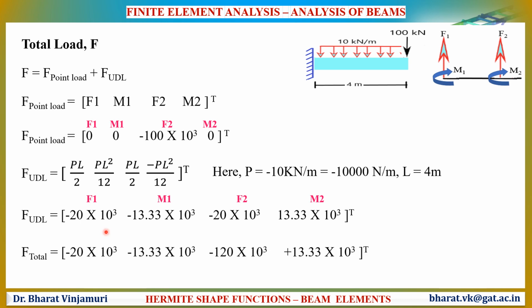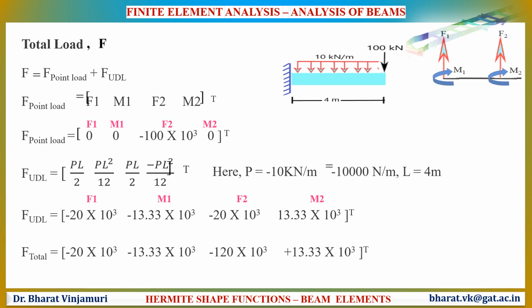The total load will be the sum of point loads and uniformly distributed loads. Here the loads will be added because both the loads represent the same element. Therefore, the final load is represented as minus 20 into 10 raised to 3, minus 13.33 into 10 raised to 3, minus 20 into 10 raised to 3 plus minus 100 into 10 raised to 3 put together will be minus 120 into 10 raised to 3 as well as plus 13.33 into 10 raised to 3.